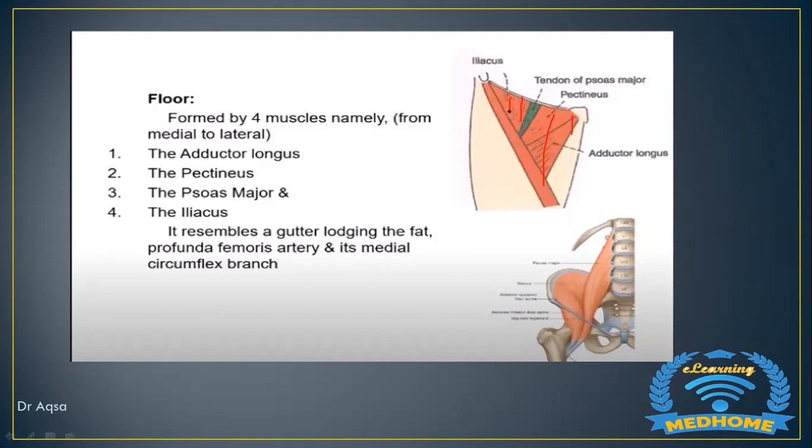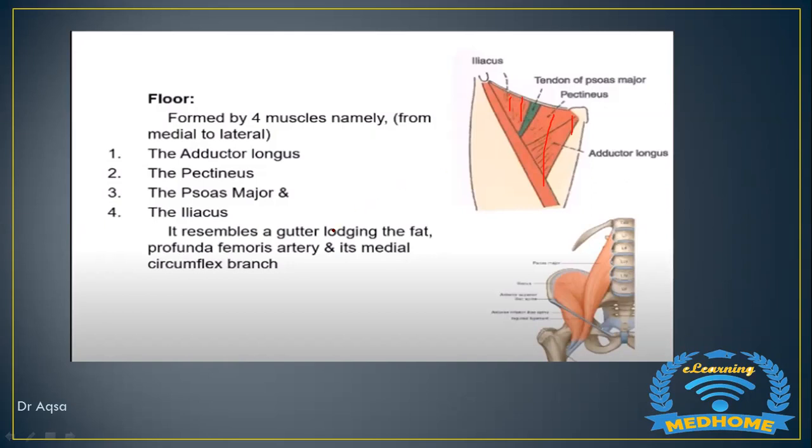But in the exam in 2016, the question was asked from lateral to medial. So if it asks from the lateral, the first muscle will be iliacus. Second will be the tendon of psoas major muscle. Then we have pectineus muscle and the adductor longus muscle.